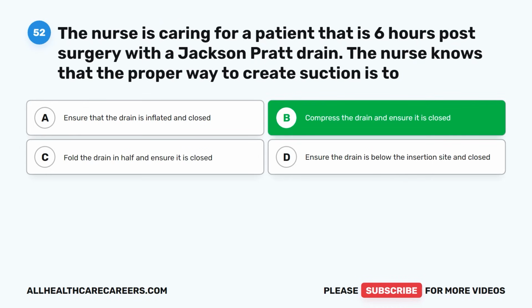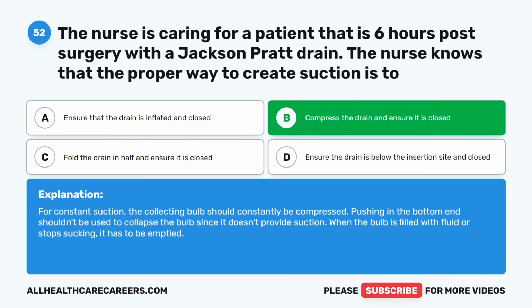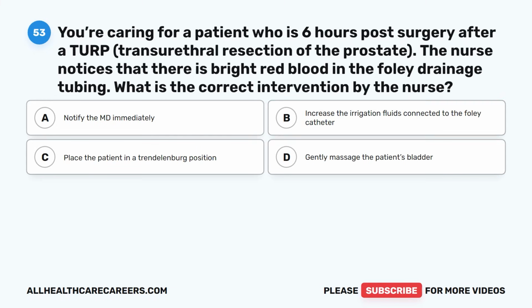Compress the drain and ensure it is closed. For constant suction, the collecting bulb should constantly be compressed. Pushing in the bottom end shouldn't be used to collapse the bulb since it doesn't provide suction. When the bulb is filled with fluid or stops sucking, it has to be emptied.